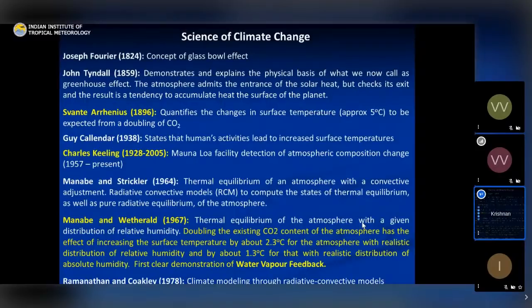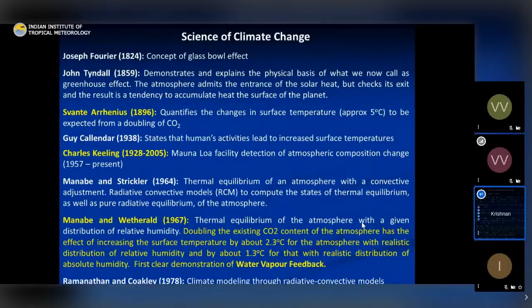And John Tyndall also demonstrated that the atmosphere admits the entrance of solar heat, but checks its exit. And as a result, there's a tendency for heat to accumulate at the surface of the planet. But a remarkable contribution was by Svante Arrhenius in 1896. He quantified, if the carbon dioxide, which traps the outgoing radiation, was to be doubled, what would be the change in the surface temperature? He approximately estimated it to be 5 degrees. And there were other studies trying to look at the temperature variations in different planets.